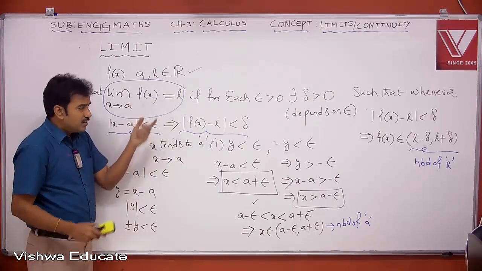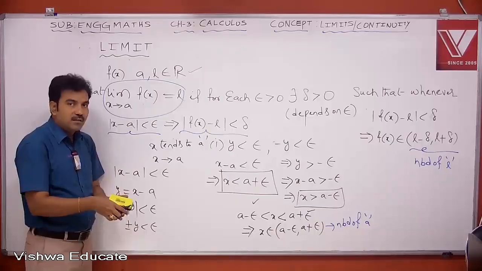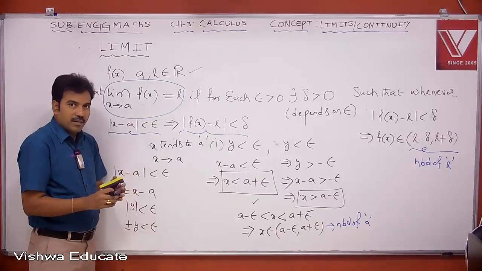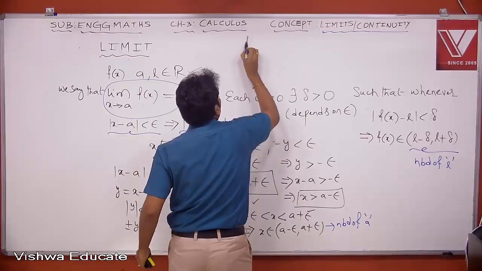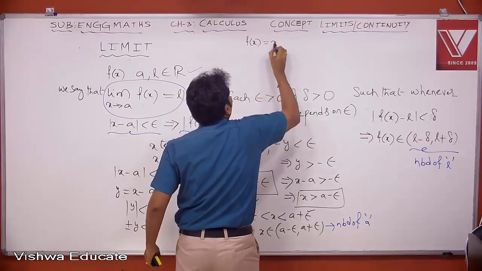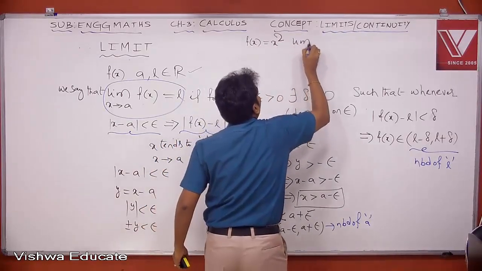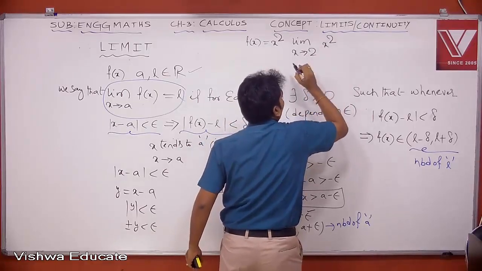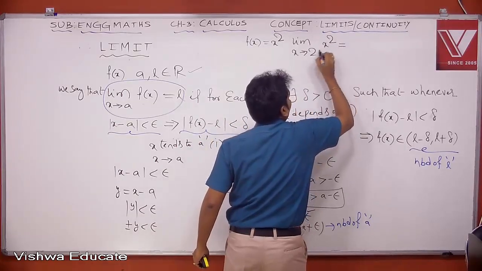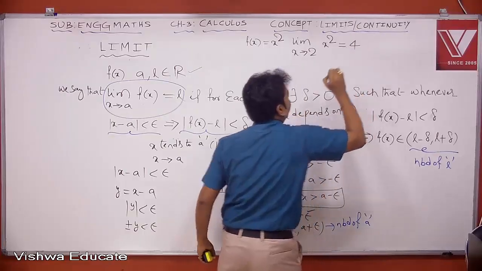Okay? So let me tell you one simple example. I can recall many times also, but let us see. Suppose my function f of x is x square, and I want to calculate the limit as x tends to 2 of x square. It is a simple limit, and everyone has awareness about this. So this value is 4.